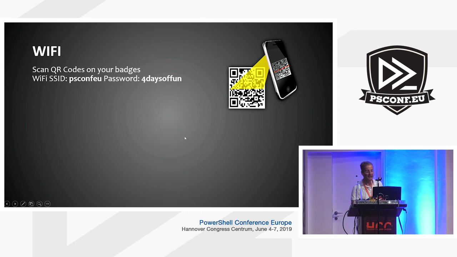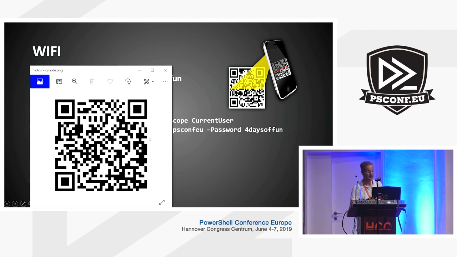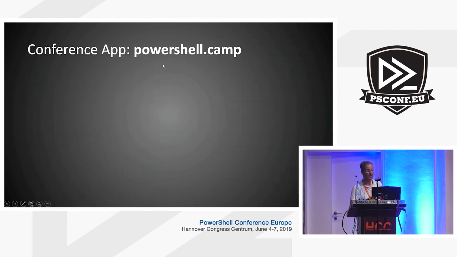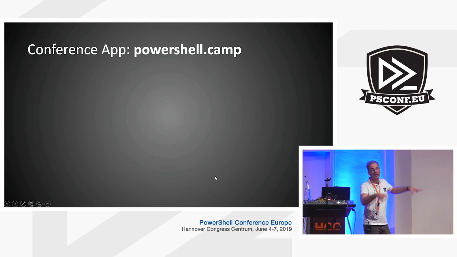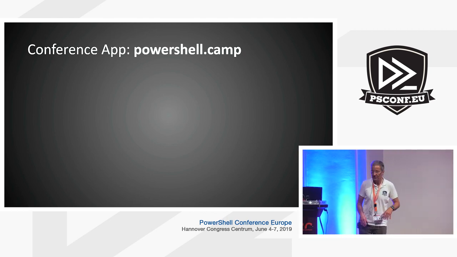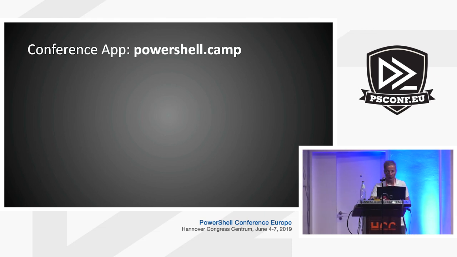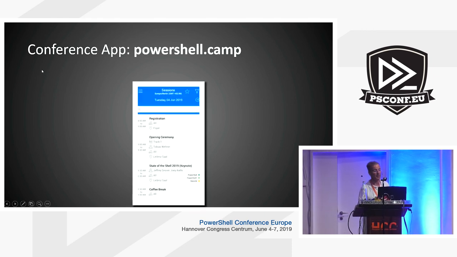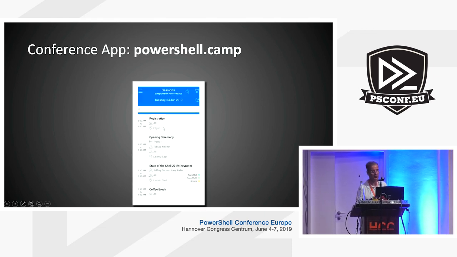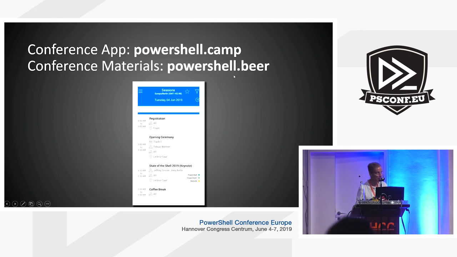And this is how you get the conference app if you don't have it yet. Connect to the Wi-Fi. You have the QR code on your badge. Skip that for speed. And then, that's what I wanted to show you, go to powershell.camp. PowerShell.camp opens the website that has the downloads for the conference app, and then you can install it on all the devices you want. Just remember, PowerShell Camp is getting you the app, and PowerShell Beer was the challenge.